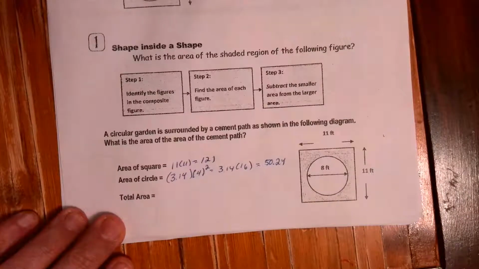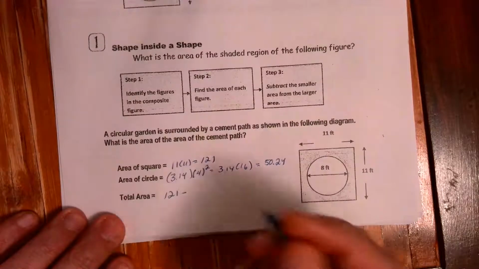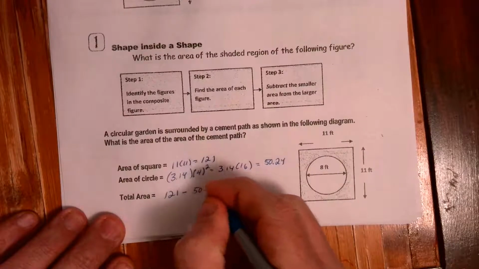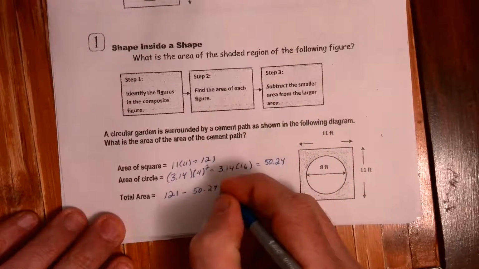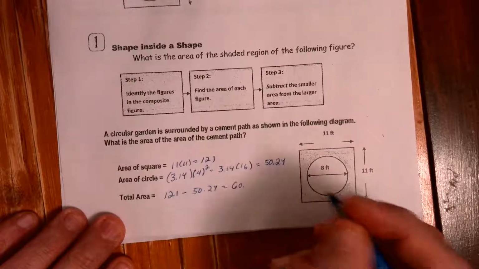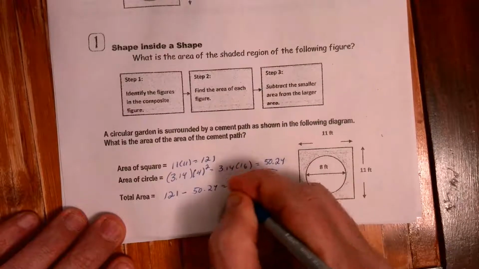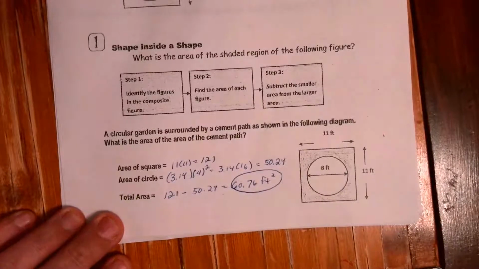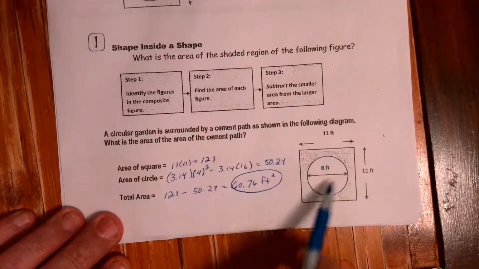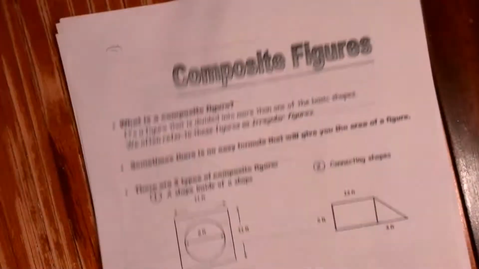Subtract out the circle from the square, so your total area is 121 minus 50.24, which is 60.76. Get your units, feet squared. That's how we find an area with something inscribed inside of something, and we're finding the shaded region. Okay? Number two.